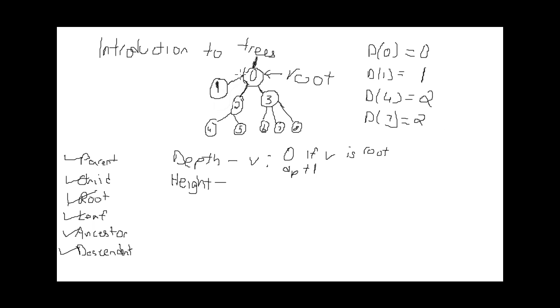So as you can see, this is basically a recursive relationship. If you want to know the depth of any node, just find the depth of its parent and add 1. And if the depth of its parent is not found, then you can get the depth of its parent all the way until you reach the root.